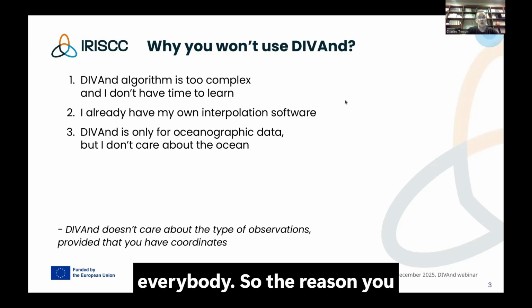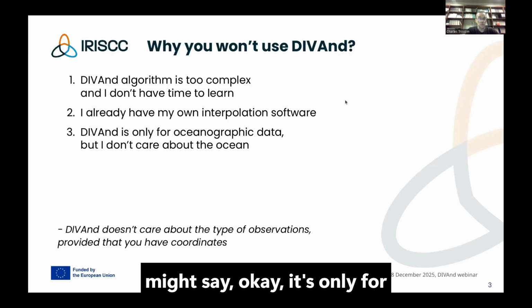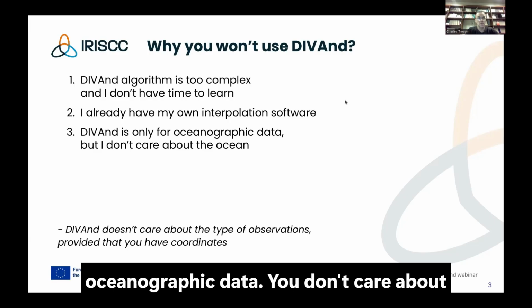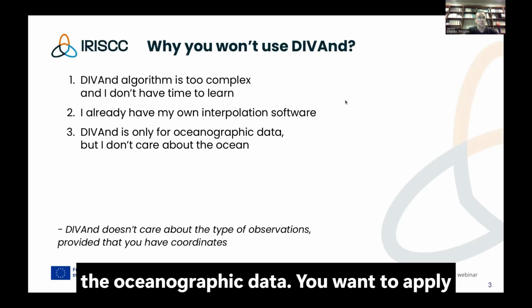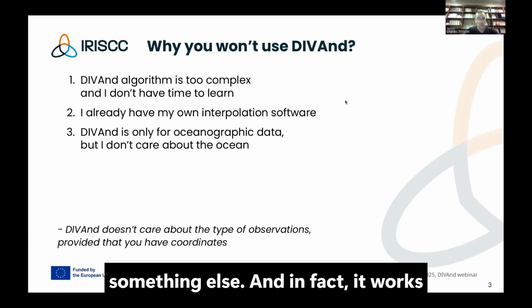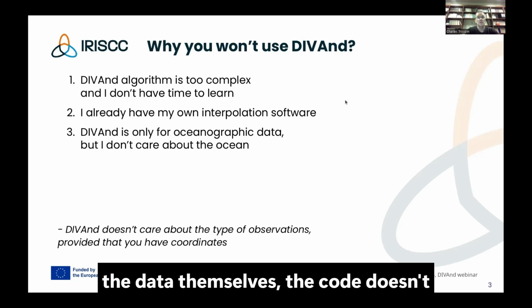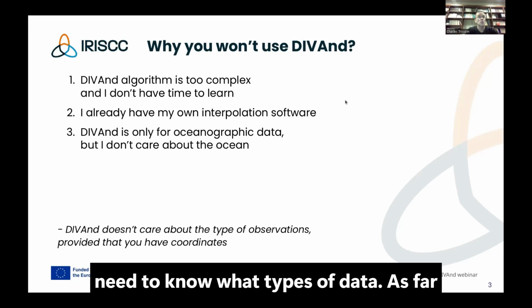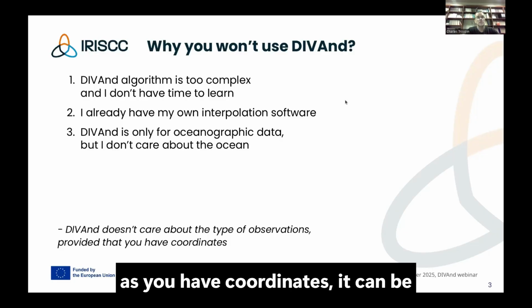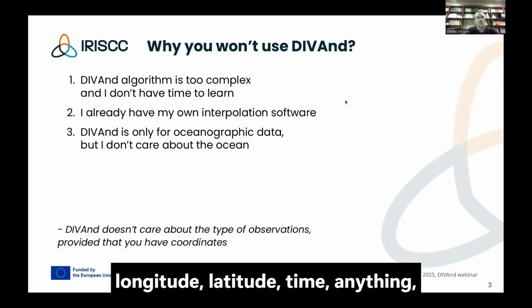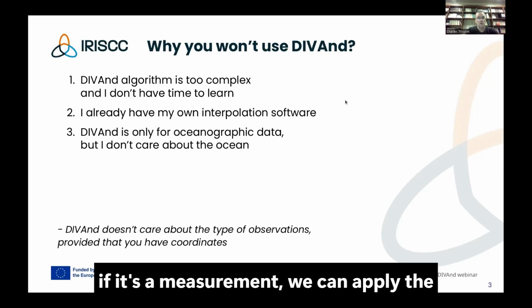The third reason you might say is, okay, it's only for oceanographic data. You don't care about oceanographic data. You want to apply something else. And in fact, it works because it's based on mathematics, and the code doesn't need to know what types of data. As long as you have coordinates, it can be longitude, latitude, time, anything. If you have coordinates and measurements, we can apply DIVA-ND.